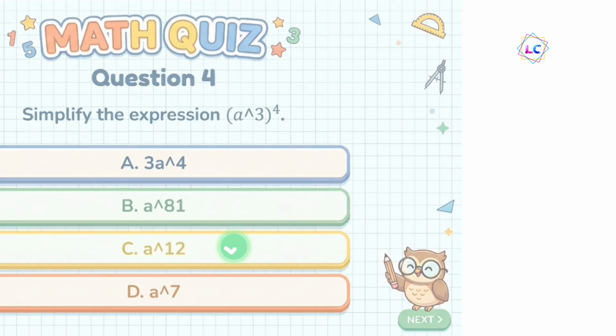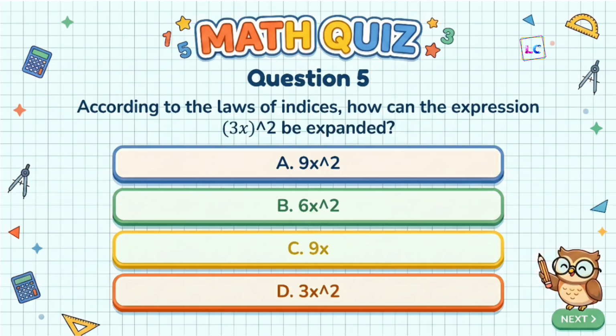Click Next. Question 5. According to the law of indices, how can the expression 3x whole power 2 be expanded? The right answer is option A, 9 into x power 2.